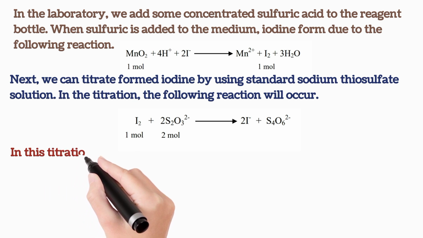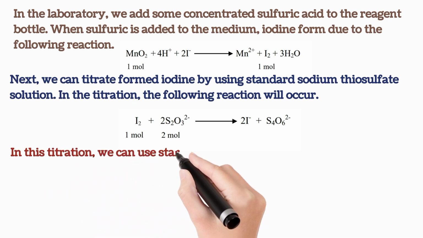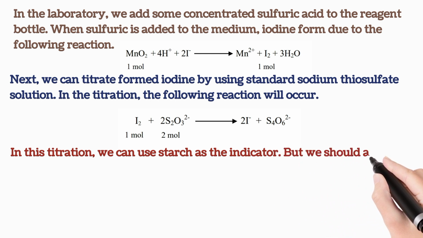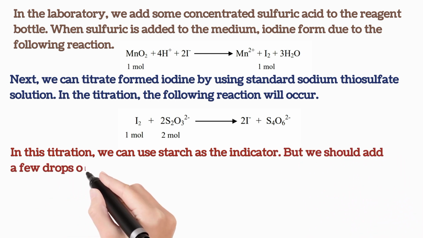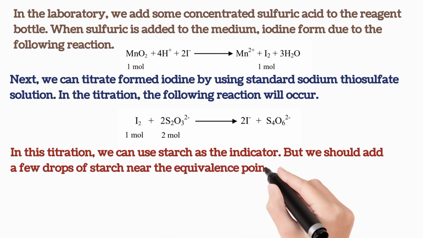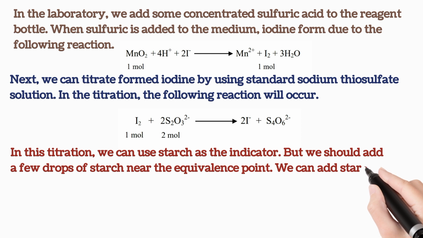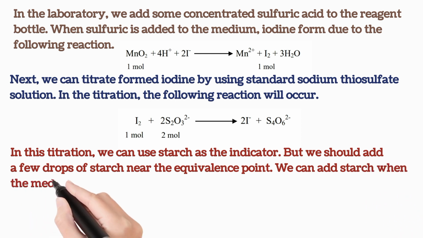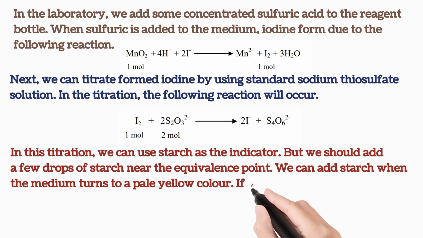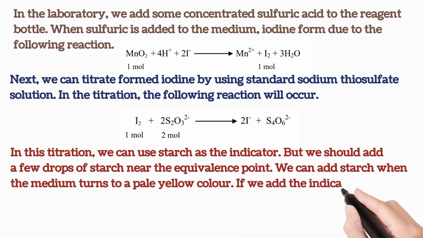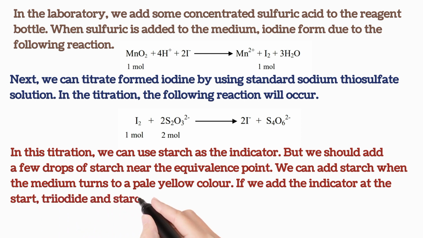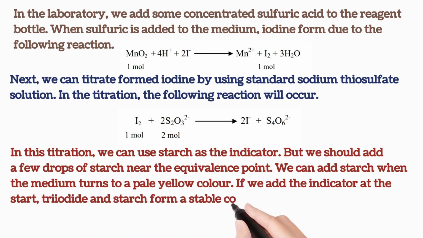In this titration, we can use starch as the indicator. But we should add a few drops of starch near the equivalence point. We can add starch when the medium turns to a pale yellow color. If we add the indicator at the start, triiodide and starch form a stable complex. That complex cannot break down during the titration.